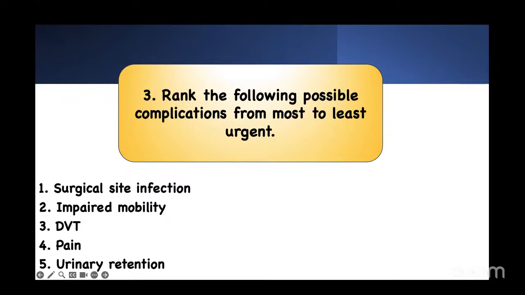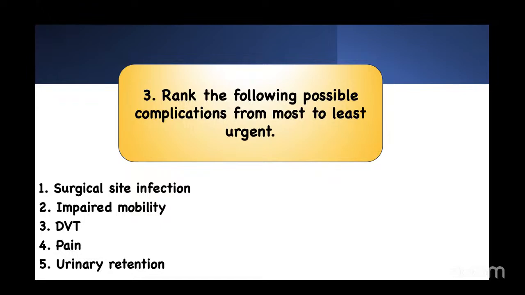Which of these will you rank as number one? Is it DVT, or impaired mobility, pain, or urinary retention? Of course, urinary retention cannot be number one. Pain cannot be number one if you're doing prioritization, right? Pain is not going to kill you. It will help with mobility, but it's not going to kill you. The one that is going to kill you is your priority, which is the DVT, right?